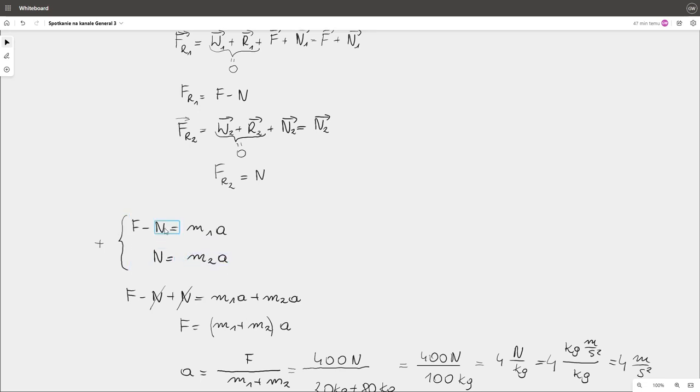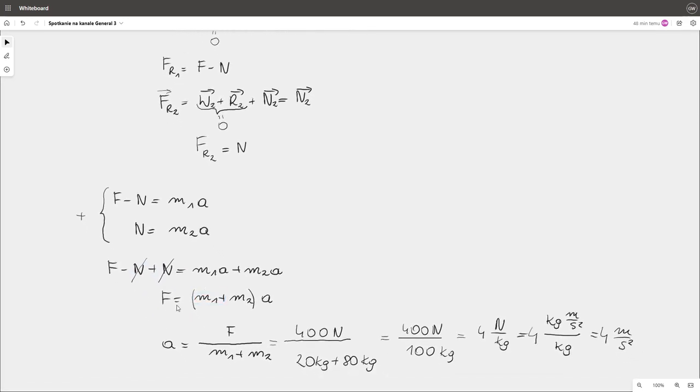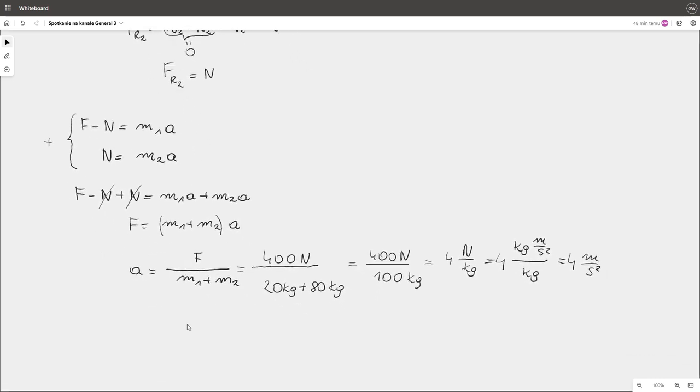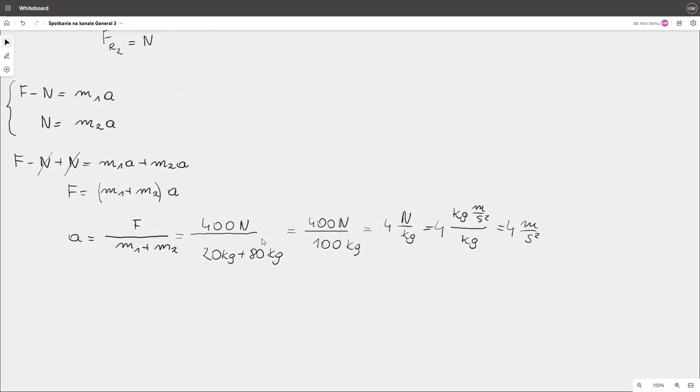Now we can get rid of these equations N. We can add left sides of these equations and right sides. It's done here and here. And we see that N and N cancel each other. So we can calculate from this equation magnitude of acceleration. It's done here.